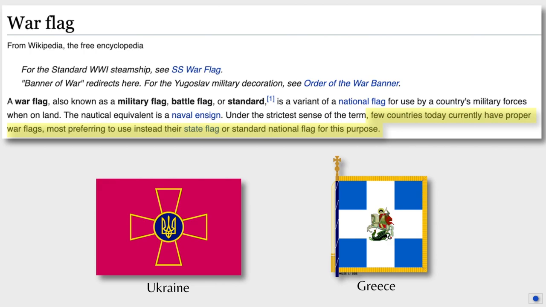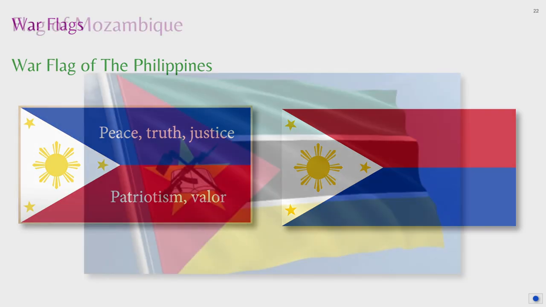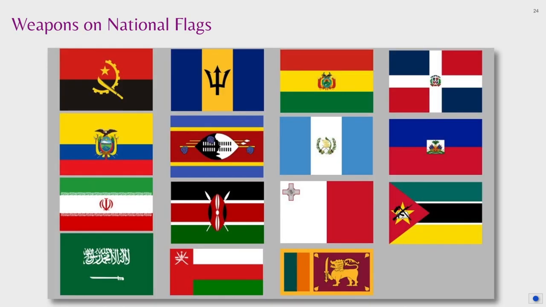You might recognise the war flag of Ukraine, and the Greek war flag is interesting with its gold tassels. The war flag of the Philippines is the national flag with the red and blue swapped. In Mozambique, they just go ahead and put an AK-47 on the national flag. Here it is alongside a few other national flags which depict items you wouldn't be allowed in a London nightclub with.